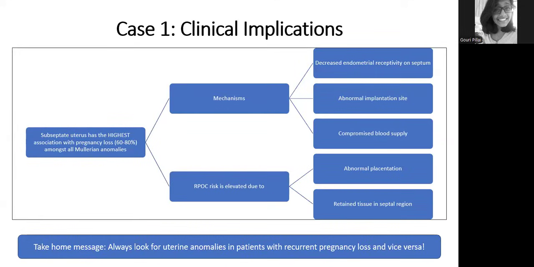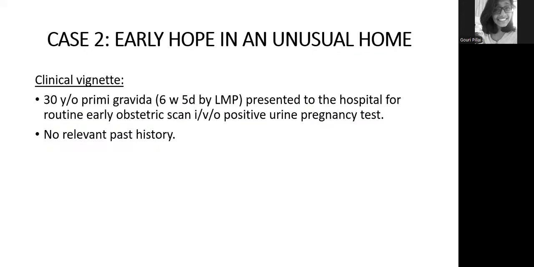The subseptate uterus has the highest association with pregnancy loss amongst all Mullerian anomalies, around 60 to 80%, due to a decreased endometrial receptivity, abnormal implantation, and compromised blood supply. The take-home message here is to always look for uterine anomalies, especially in patients with recurrent pregnancy loss.